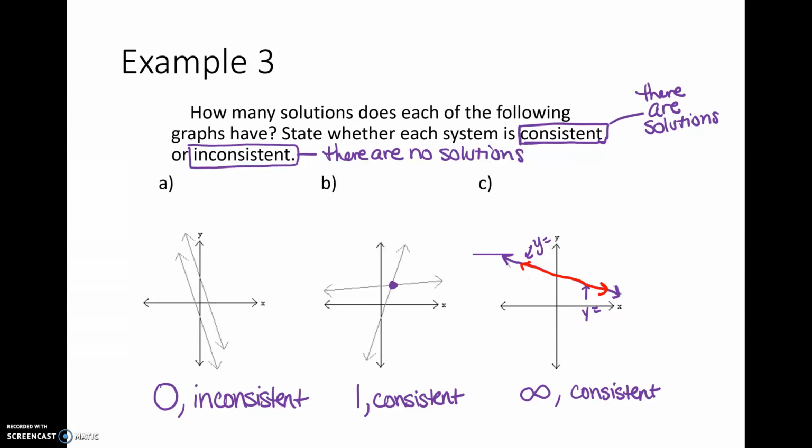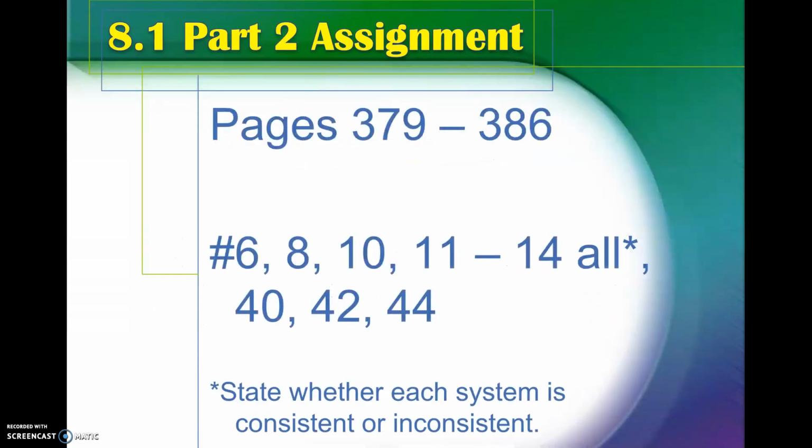Something like that. Everyone good on number of solutions, consistent, inconsistent, and graphing lines? Okay. Here's your assignment. Notice on 11 through 14, there's a star next to that. For those 4 problems, state whether each system is consistent or inconsistent. So I think it's going to ask you how many solutions and also state just like we did in example 3.